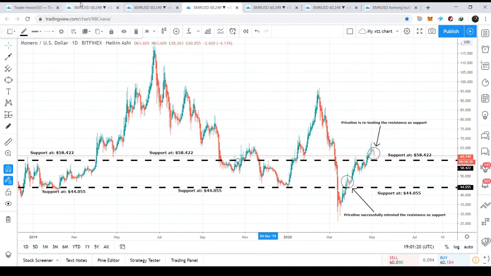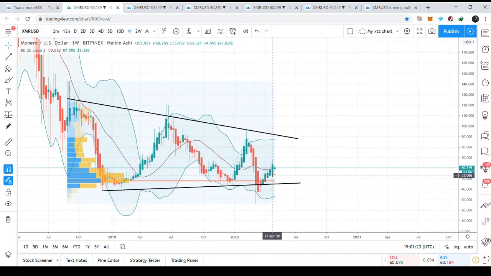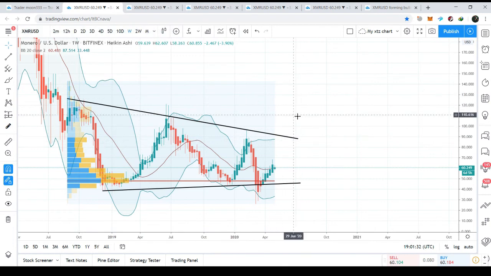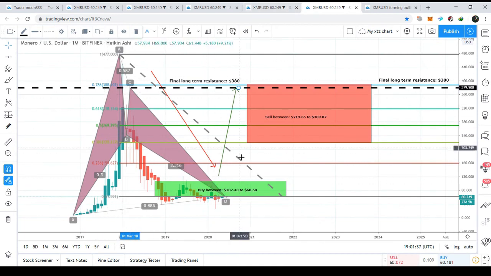move up, then this bullish rally will continue, and we will see the price line reach the resistance of the wedge that is almost $88. And when the price line breaks out this resistance of the wedge, then we can expect that this bullish bat pattern will be executed, and after the price line enters this sell zone or the Fibonacci projection of the A to D leg, then we can expect that the price line will make an attempt to break out this resistance of $380. That is the final long-term resistance for the price line of XLM.